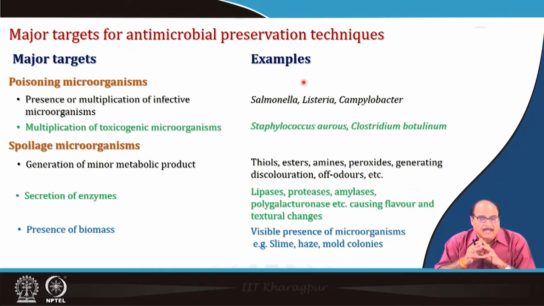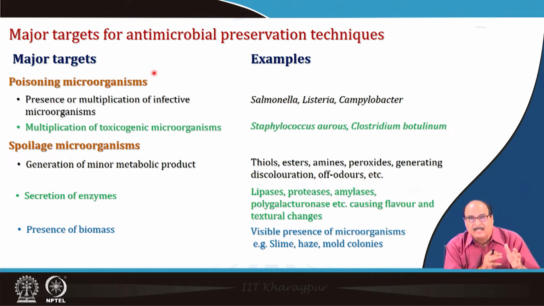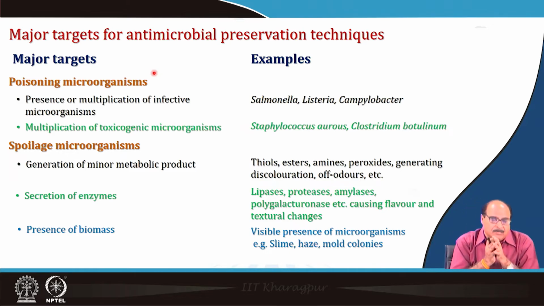Okay. So, what are the major targets for antimicrobial preservation techniques? The major targets may be either poisoning microorganisms or spoilage microorganisms. As I told you, the major culprit, the major cause of spoilage in food is microbiological reactions. Accordingly, most food preservation technologies work on these principles.